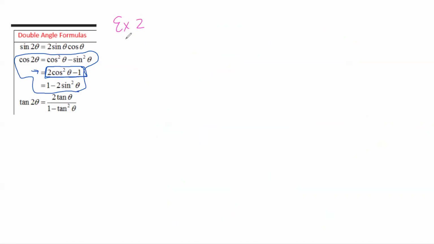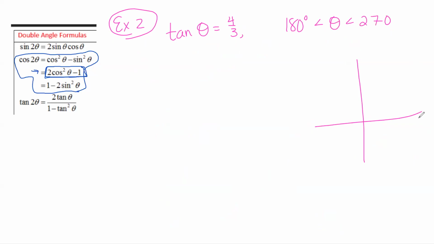Example 2 is going to be that we are given the tan of theta is 4/3. We are told that theta is in between 180 and 270 degrees. So let's figure out which quadrant that is. Okay, that's quadrant 3, 180 to 270. So we're in quadrant 3, and the question is the same as example 1. The question is still find cosine of 2 theta.